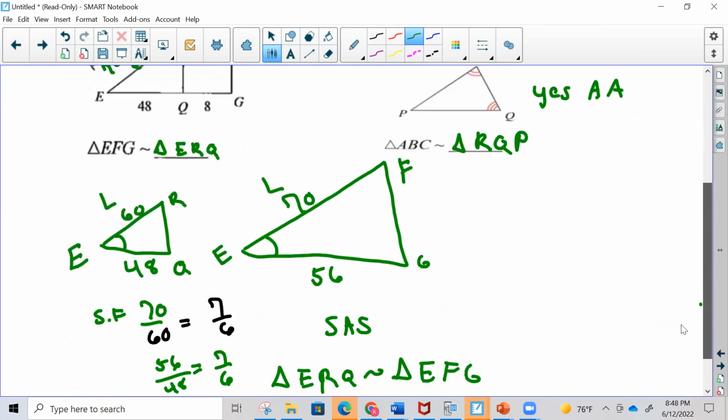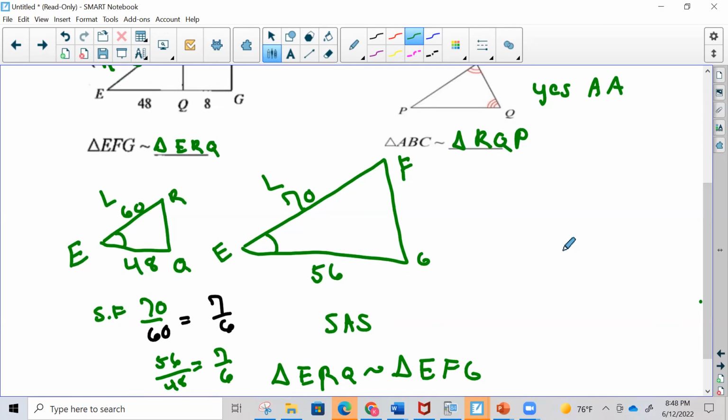Okay, so that's different examples of how to apply the postulates and the similarity statement to different triangles.